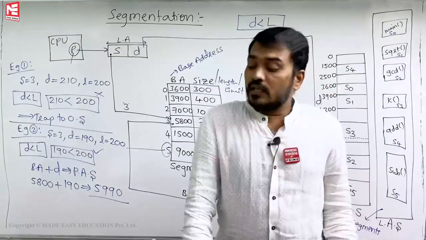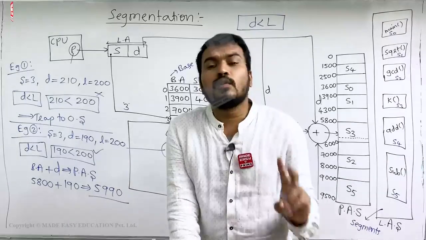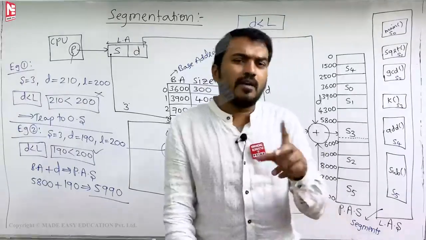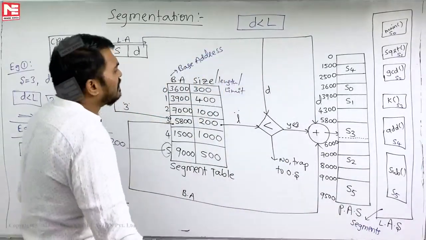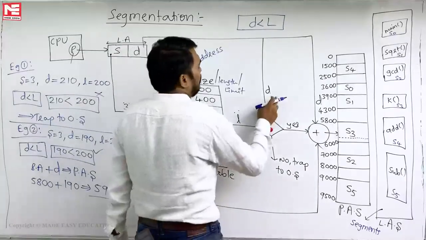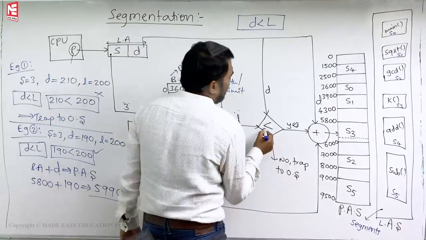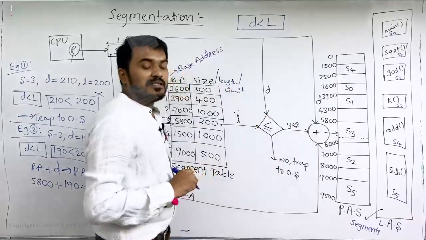Next, in this you will have two important points. First, a small doubt. Somebody may think, sir, why is it D less than L? It should be less than or equal to.